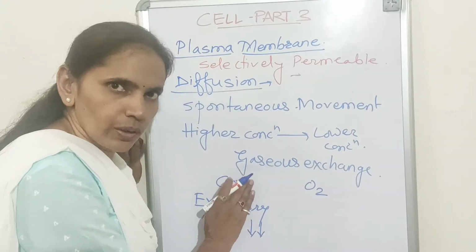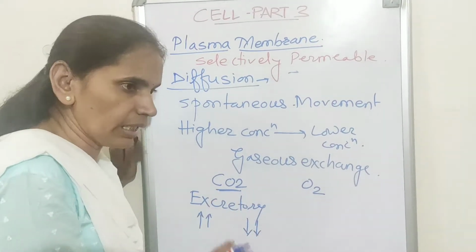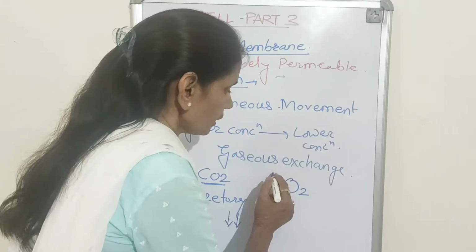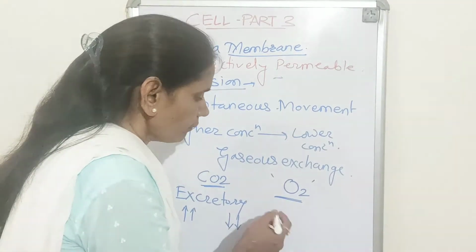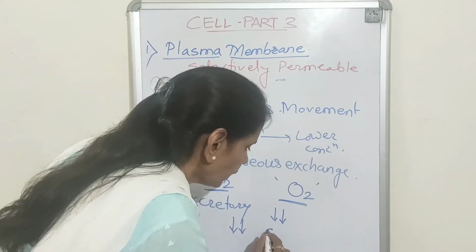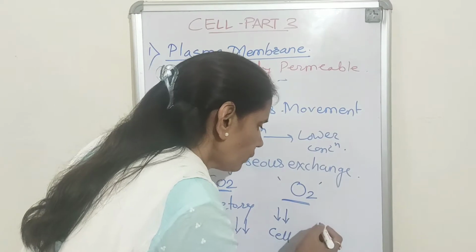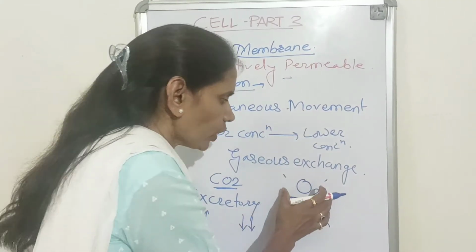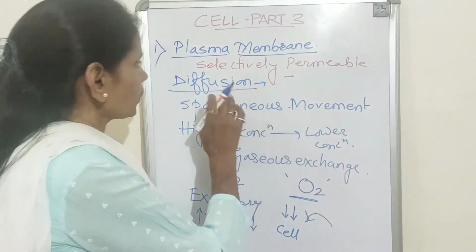The movement of carbon dioxide from the cell to the environment continues till the concentration is equal in both. Similarly, the movement of oxygen also occurs. When there is a lower concentration of oxygen within the cell, oxygen moves from the surrounding environment into the cell. So whatever oxygen is required by the cell is obtained by the process of diffusion.